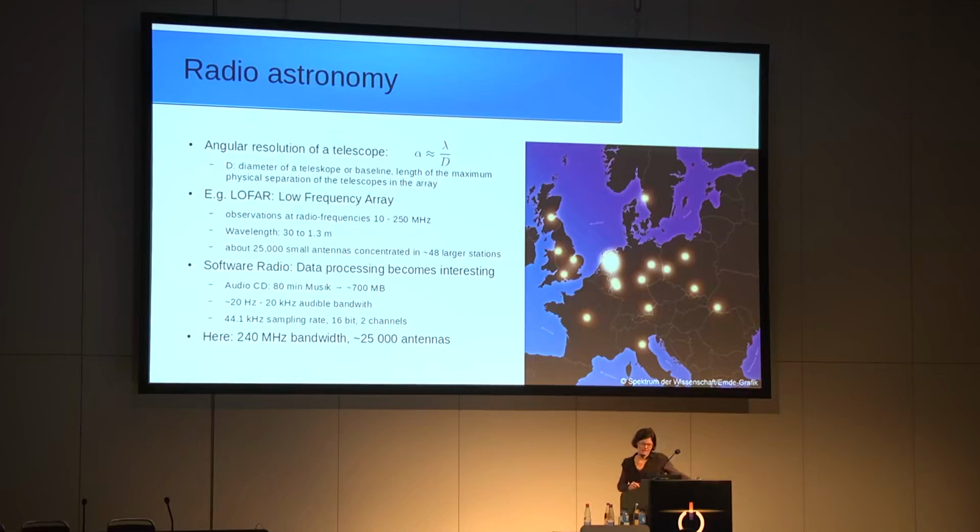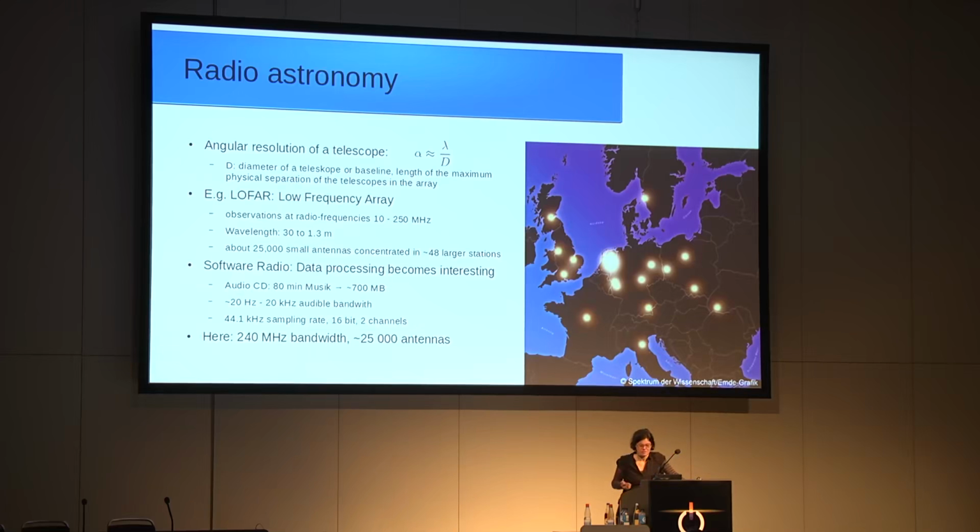Nyquist told us that we need double the sampling rate, so we often use 44.1 kilohertz, 16-bit and 2 channels. Here we have frequencies from 10 to 250 megahertz, which makes for a much bigger bandwidth, and we have around 25,000 antennas, which all generate a lot of data.